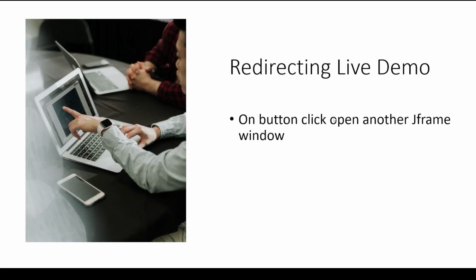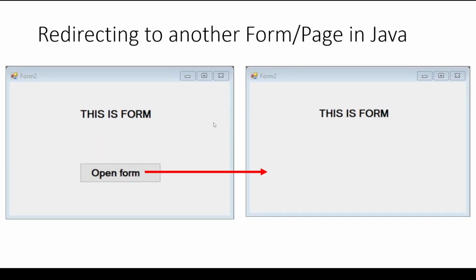Everyone. So this is a quick demo on redirecting from form A to form B in Java. So I will create a JForm on which I want to have a button, and when that button is pressed, another form or JForm window should open, and simply just open it and show it to me. So it will look something like this.